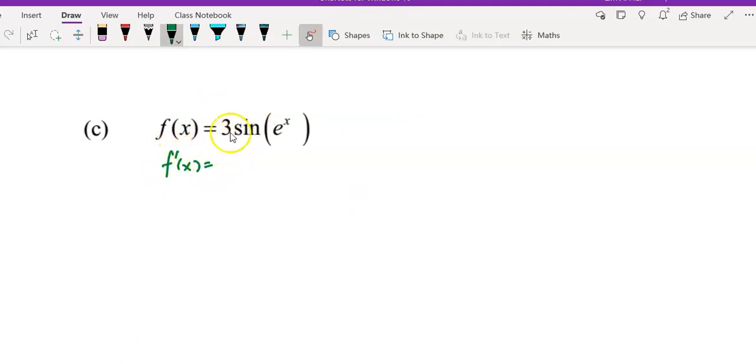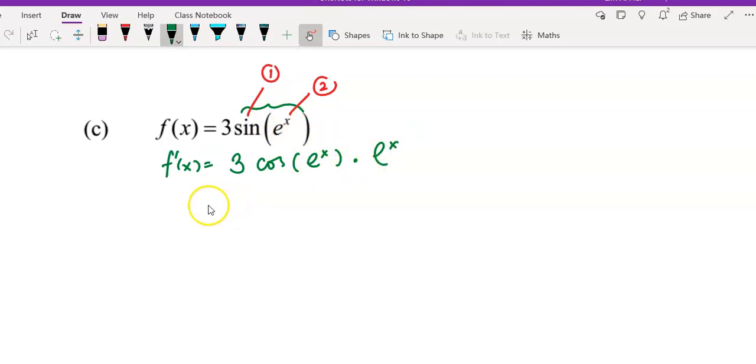Question C. f prime x. Again, the 3 is a coefficient, so I will just copy it down. To differentiate sine e^x, I will see this function as a 2-layer function, where the first layer is sine and the second layer is e^x. So I need to differentiate the first layer, the outer layer, which is sine. I get cos, differentiate sine, you get cos. And the inner function, you just copy it down. Multiply by the derivative of e^x, you get e^x. Finally, you have 3e^x cos e^x.